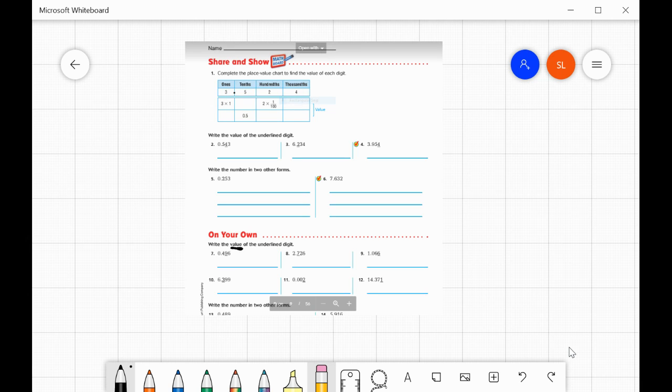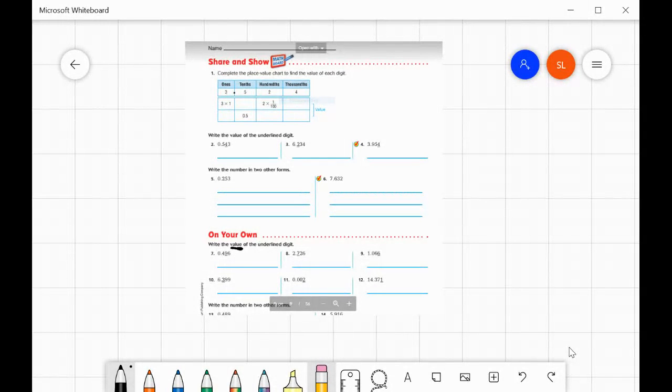All right, you should be on page 159 of your Go Math book. What we're going to do here is you're actually going to work this page. I'm going to go over and explain it, and then you're going to work it, and then you're going to come back after you pause to work and double check your work.